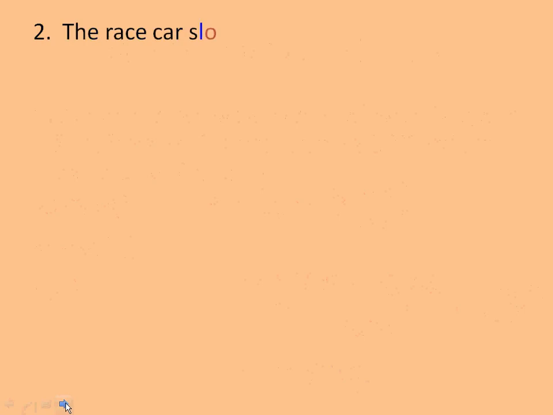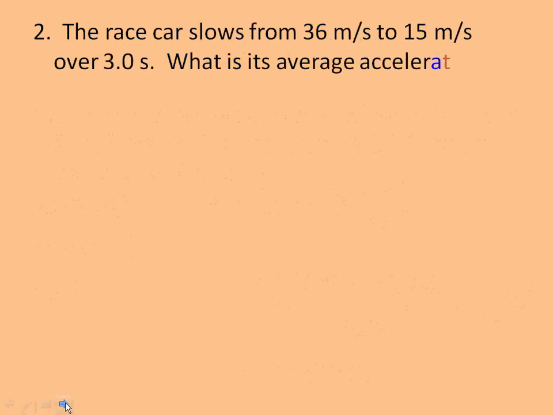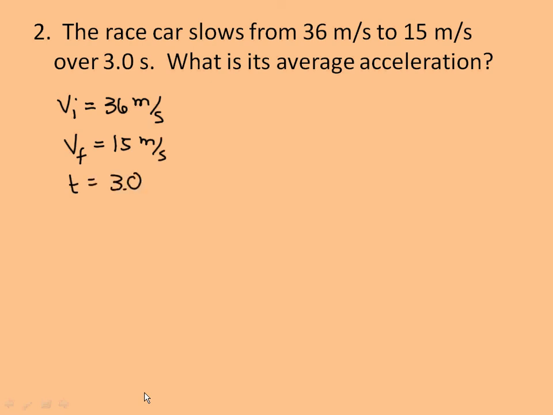Another problem. This time the race car slows from 36 meters per second to 15 meters per second in 3 seconds. What's its average acceleration? Oops, let's go back. All right. So this time, VI is 36 meters per second. VF is 15 meters per second. Time is 3 seconds. We want to know acceleration.